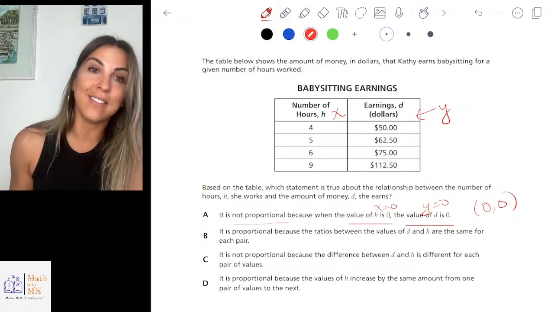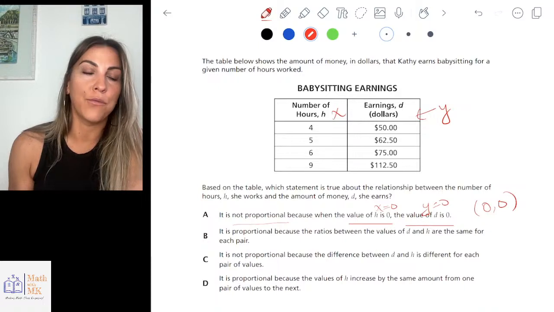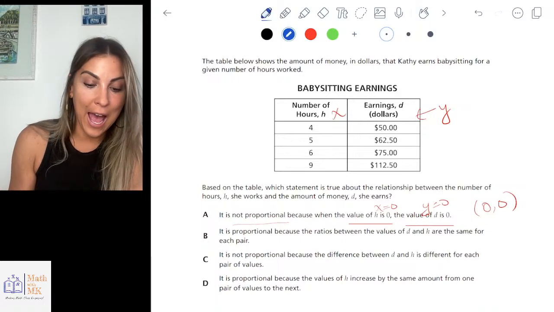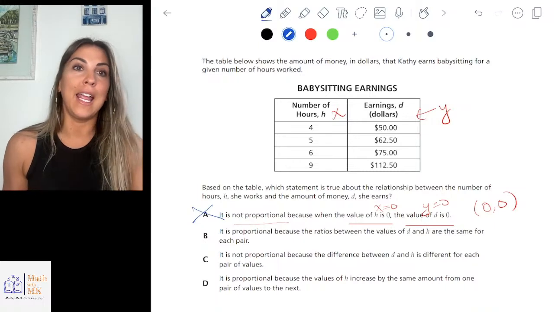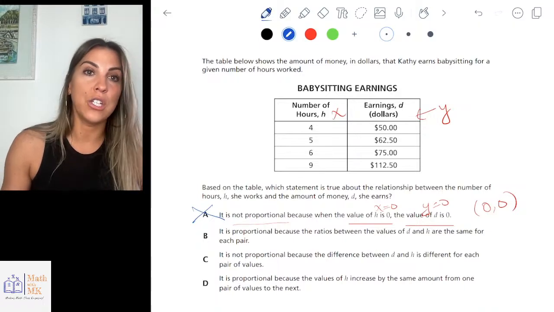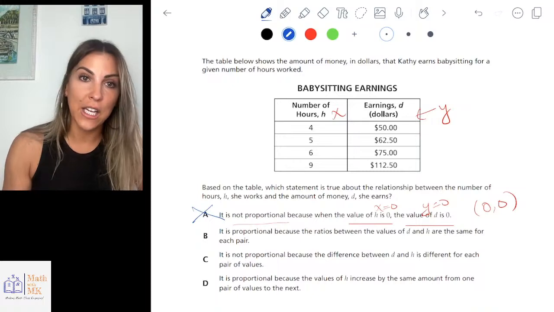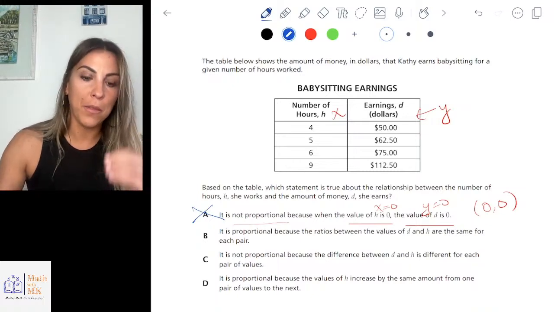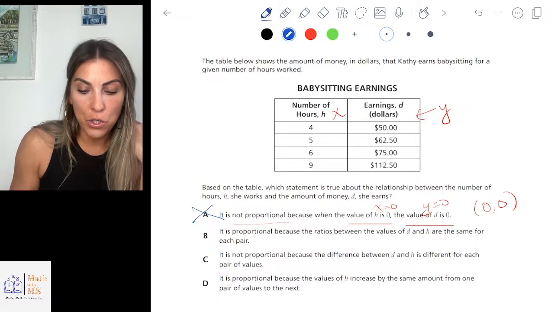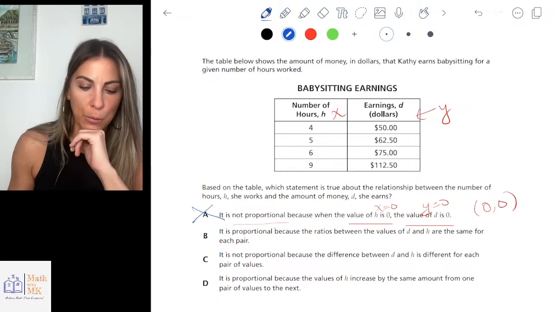If anything, the fact that it goes through 0, 0 would be part of the evidence for why something would be proportional, okay? So answer choice A is out because it's giving me an incorrect definition of what proportional even means. If a relationship is shown to go through 0, 0 and it's linear, then that's proportional. But this answer choice, if you read really carefully, is saying it's not proportional because it goes through 0, 0. That's backwards logic. So A is out.